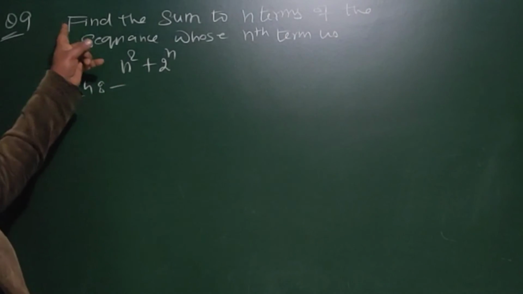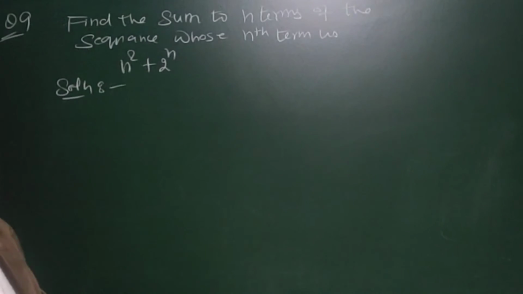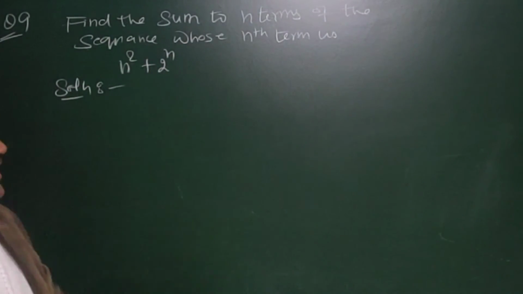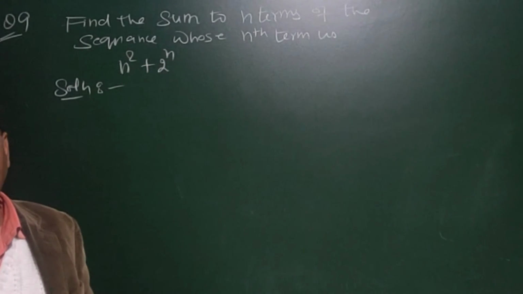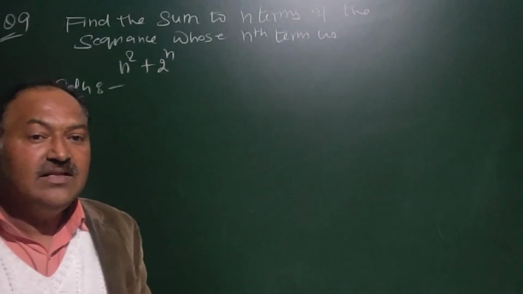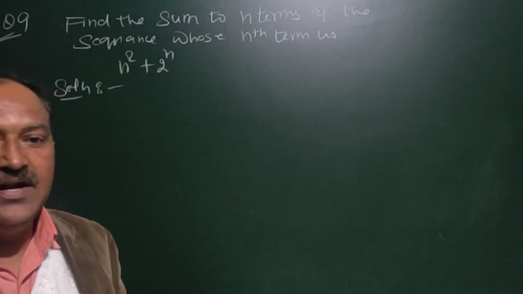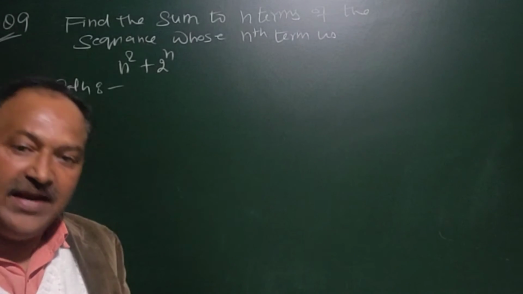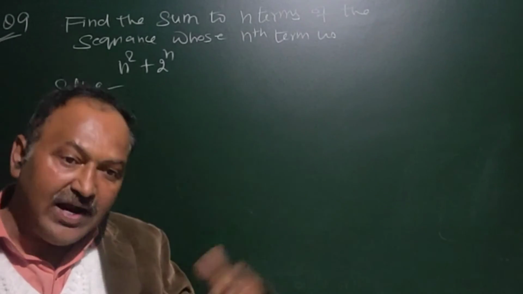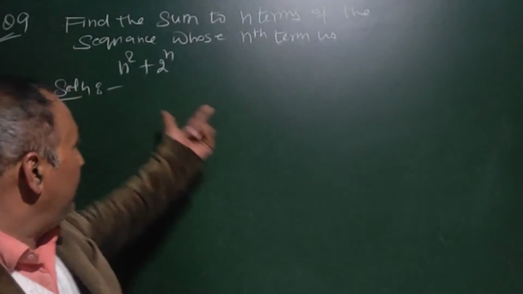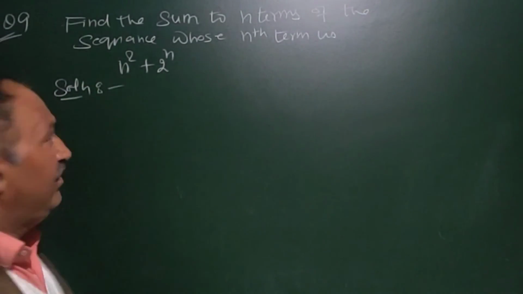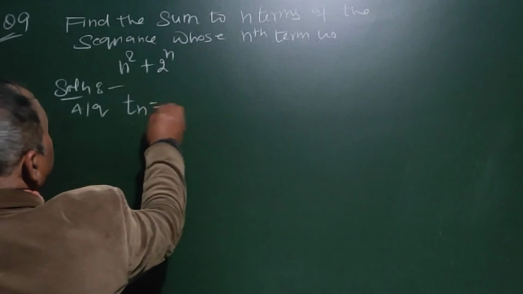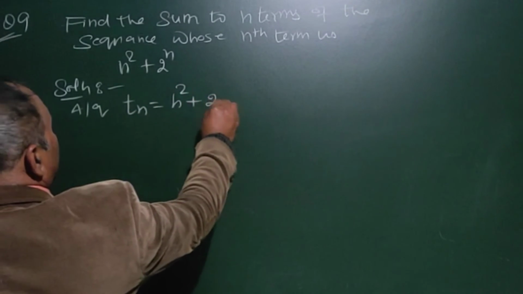Now question number 9. Find the sum to n terms of the sequence whose nth term is n square plus 2 raised to power n. In this question, the nth term is already given to you. You have to take sigma of the nth term to find the sum to n terms. Simply it is Tn. According to the question, Tn is equal to n square plus 2 raised to power n.